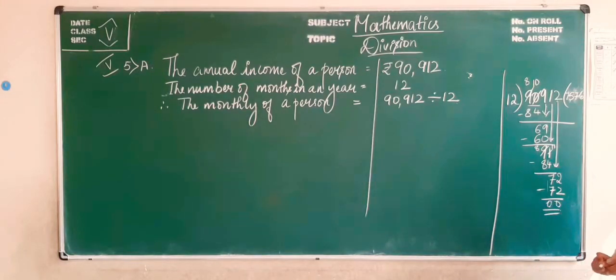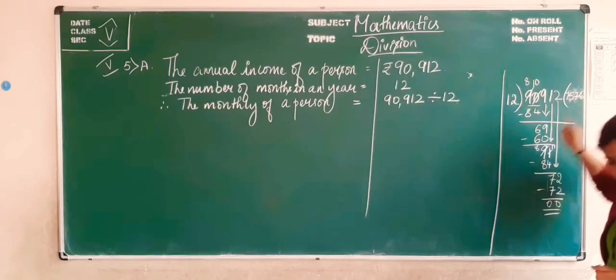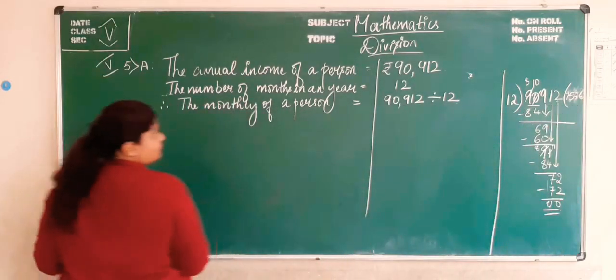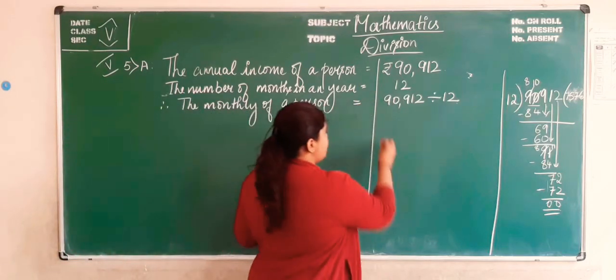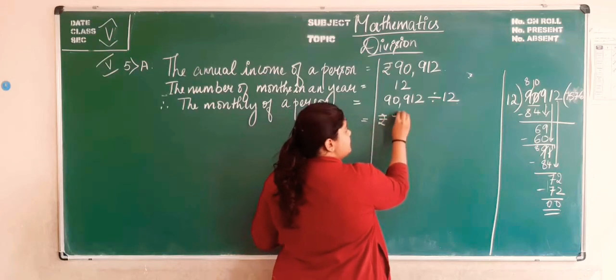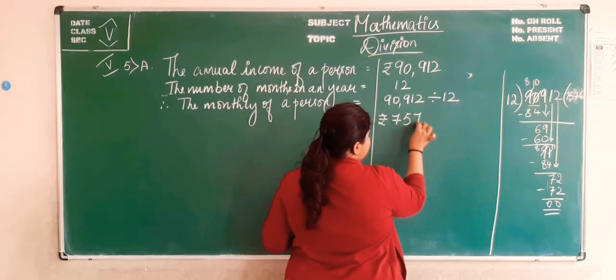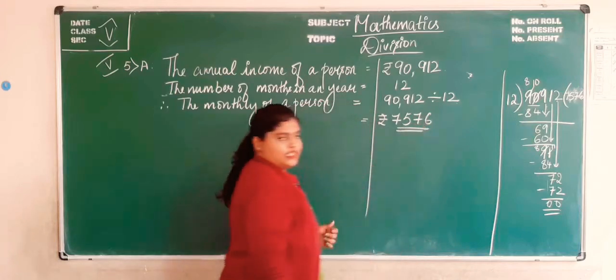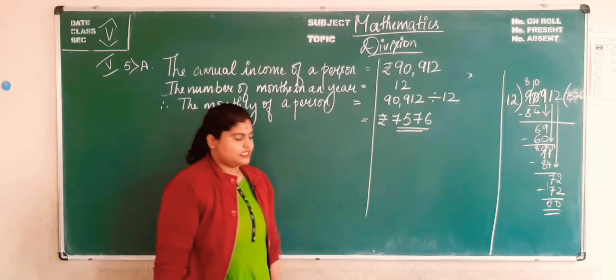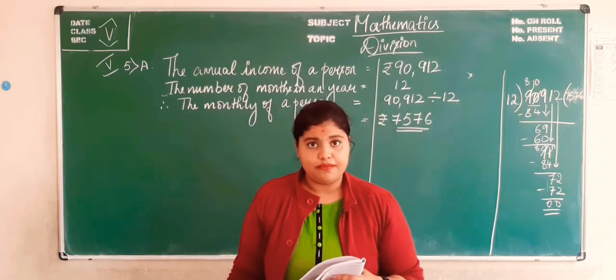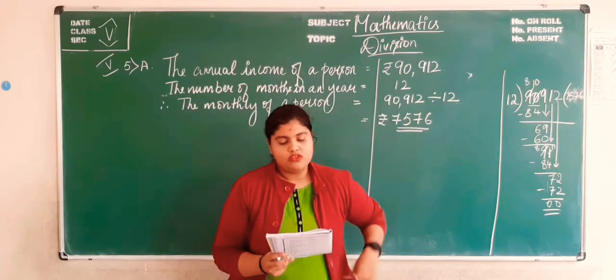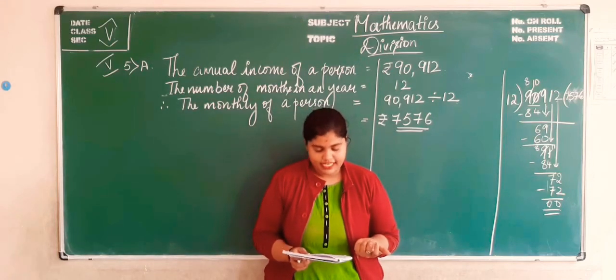So what is his monthly income now? Yes, his monthly income is 7,576. Right. Therefore, the monthly income of a person which we just got is rupees 7,576. Did you understand the division? Yes. Fine. Okay. So hope you have understood the fifth sum. We will move on to the next sum, that is the sixth sum.